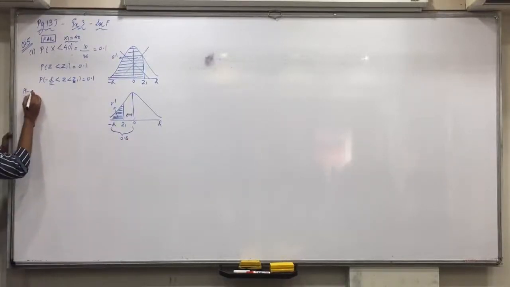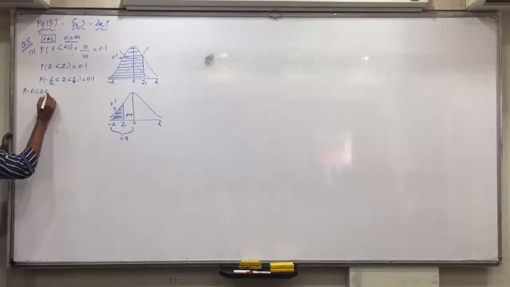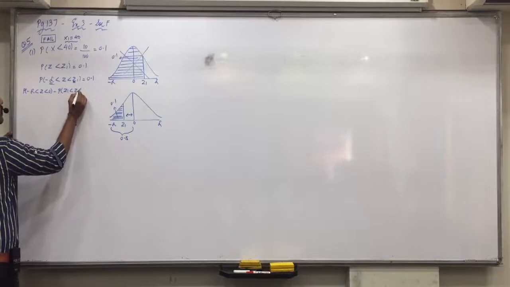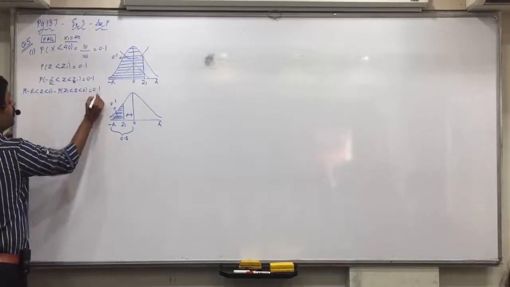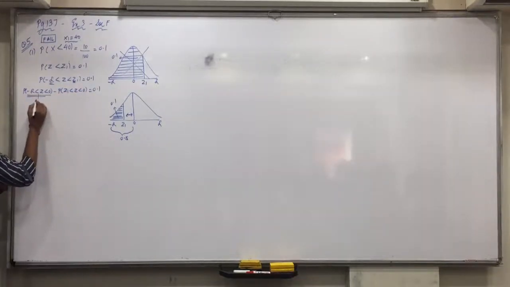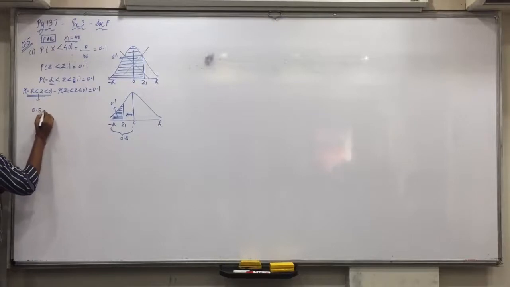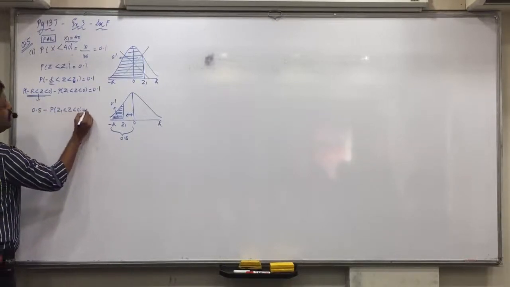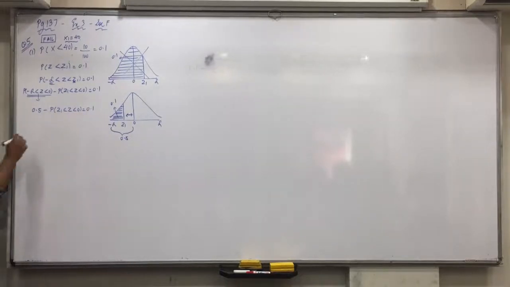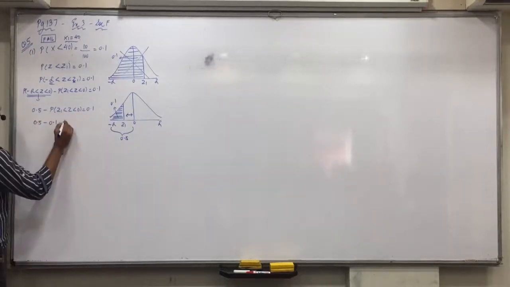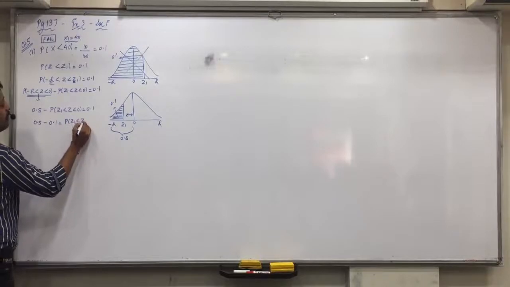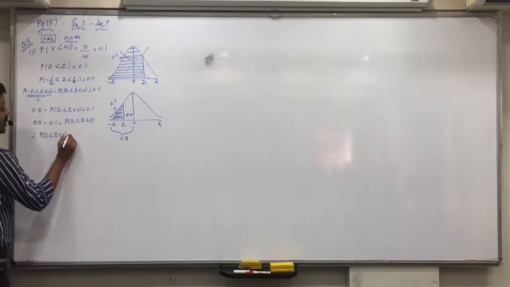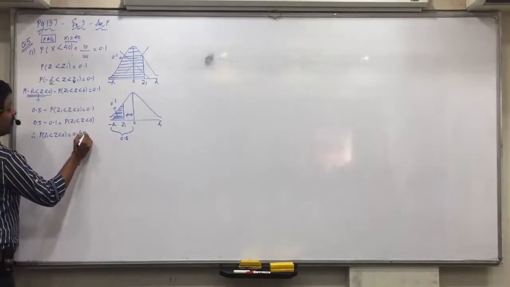So P of minus infinity less than z less than 0 minus P of z1 less than z less than 0 is 0.1. Minus infinity to 0 we know is 0.5. Minus P of z1 less than z less than 0 is 0.1. 0.1 on the left side will become minus, minus P on the right side will become plus. So P of z1 less than z less than 0 is 0.4, means 0.4000.